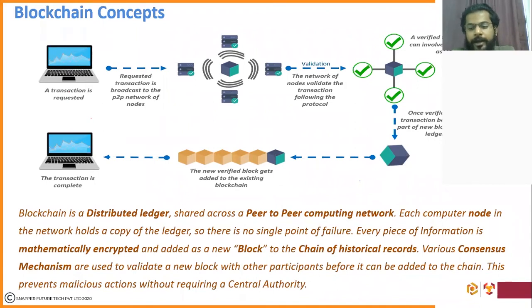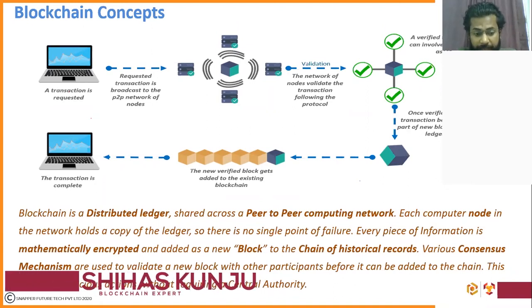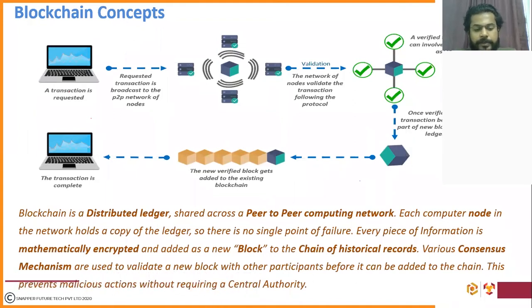Okay. So what happens is, it is mathematically encrypted and added as a new block to the chain of historical records. Various consensus mechanisms are used to validate a new block with other participants before it can be added to the chain. This prevents malicious actions without requiring a central authority. Now, what I'm going to do here is cover some of the aspects mentioned in the definition, and again we'll come back to the definition. Let's see whether it makes sense or not.